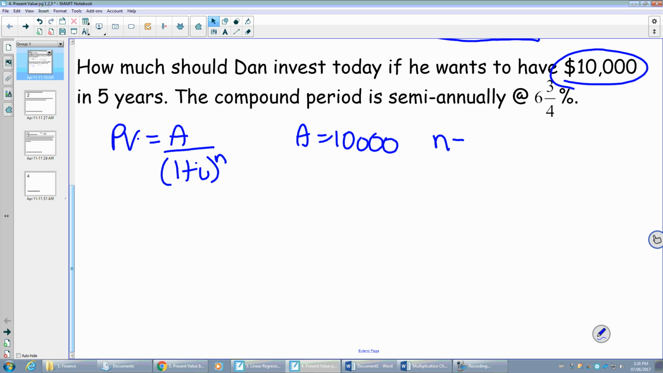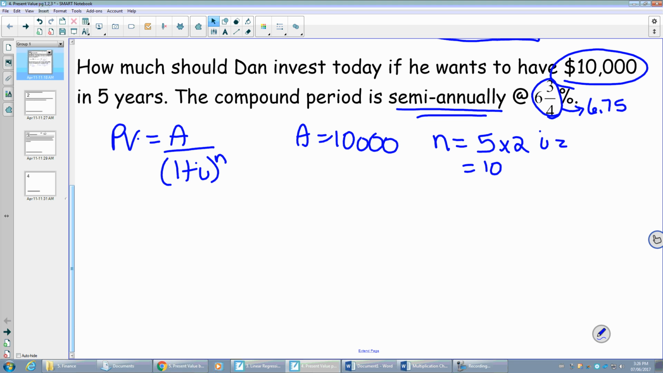My n is equal to 5. Now, if I look here, the compounding period is semi-annually. So we looked at this yesterday. What do I do with n? I multiply that by 2, which gives me 10, so n is 10. And then I look at i is equal to, well, 6 3/4, I can write as 6.75. So I take 6.75, change that to a decimal, so 0.0675 divided by 2. And I'm going to leave that answer there because that's a pretty long decimal, and I want my answer to be exact. So when I plug all of this into my formula, it will look something like this.